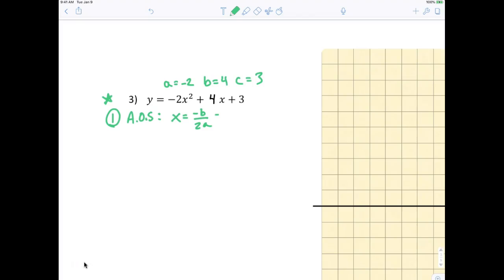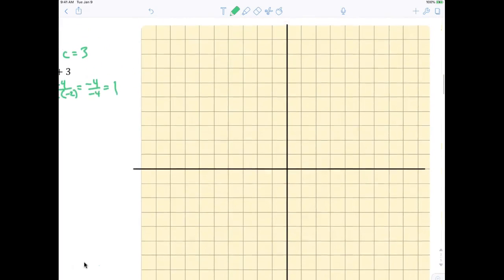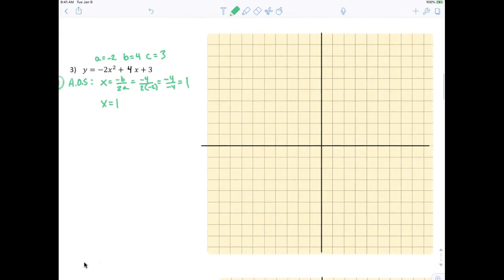All right. So now, next to that, put equals. So what would negative b be? Negative 4 over 2 times what? Negative 2. Negative 4 over negative 4 equals what? 1. Everybody happy with that? Everybody happy with 1 so far? So now we're graphing the line x equals 1. We're graphing the line x equals 1. So here we go. X equals 1 right here. Everybody okay with that? Everybody make sure you're drawing that. Anybody have any issues so far?